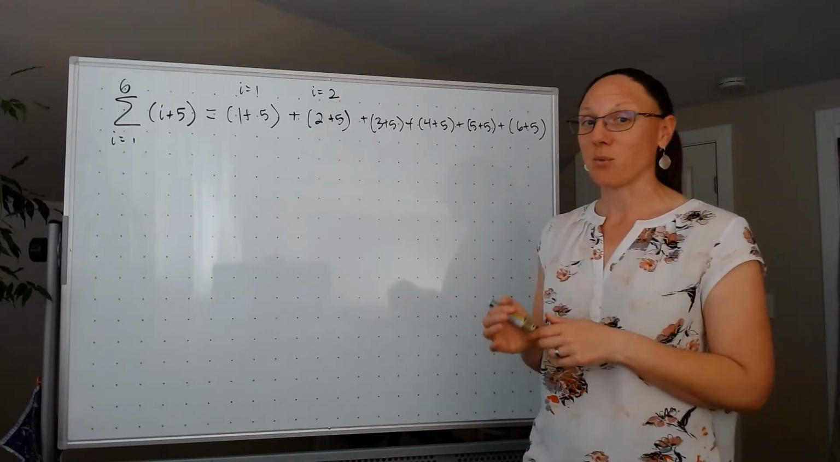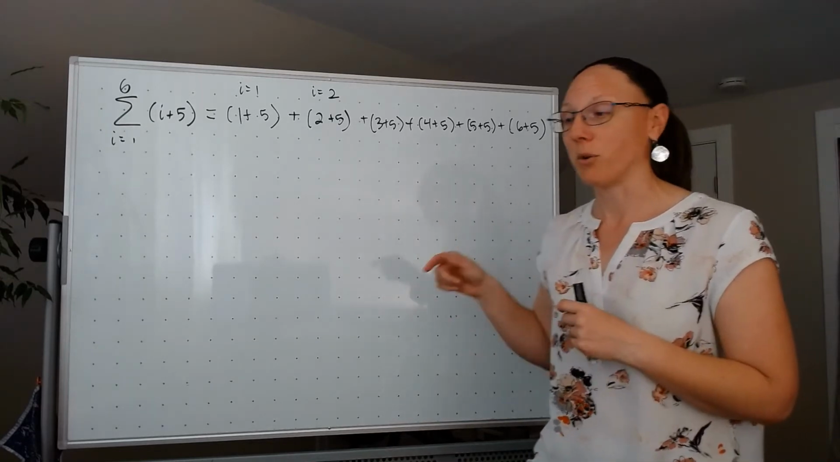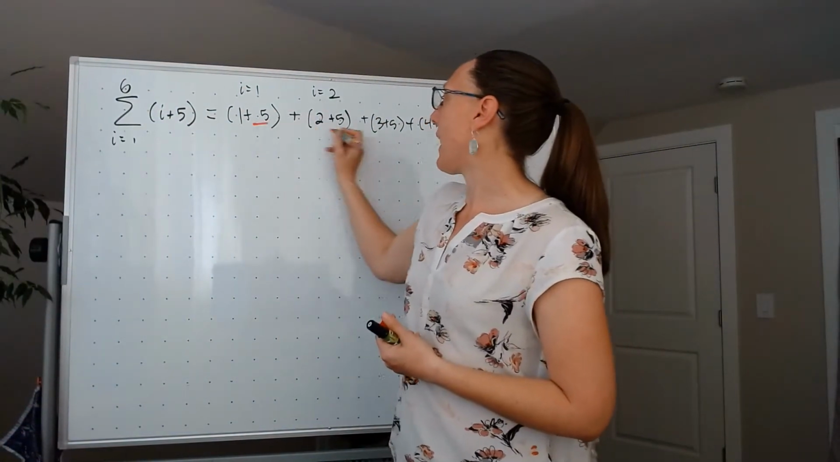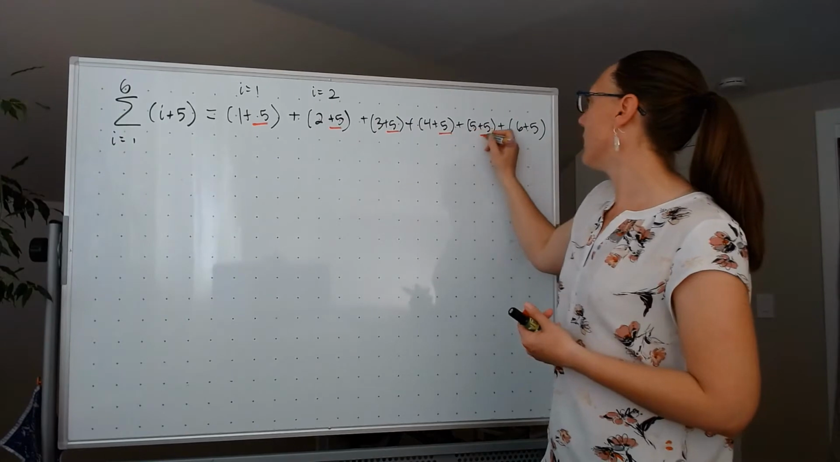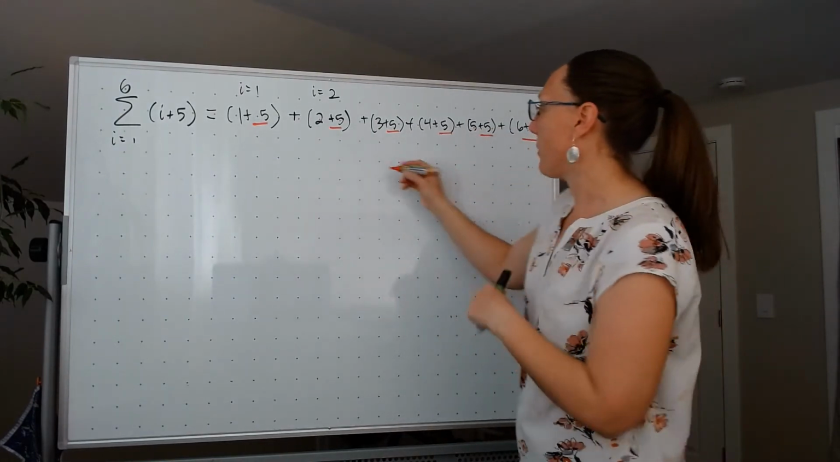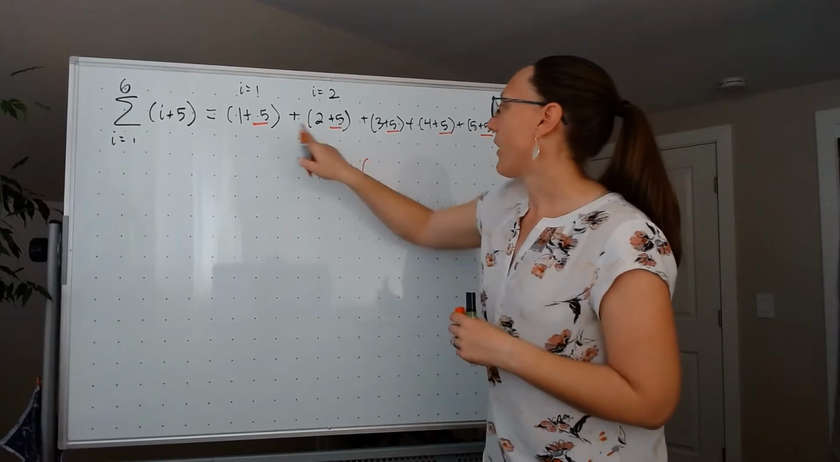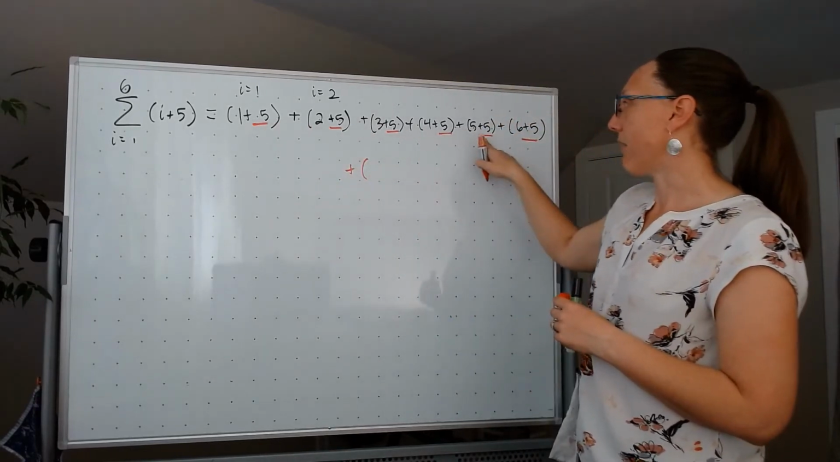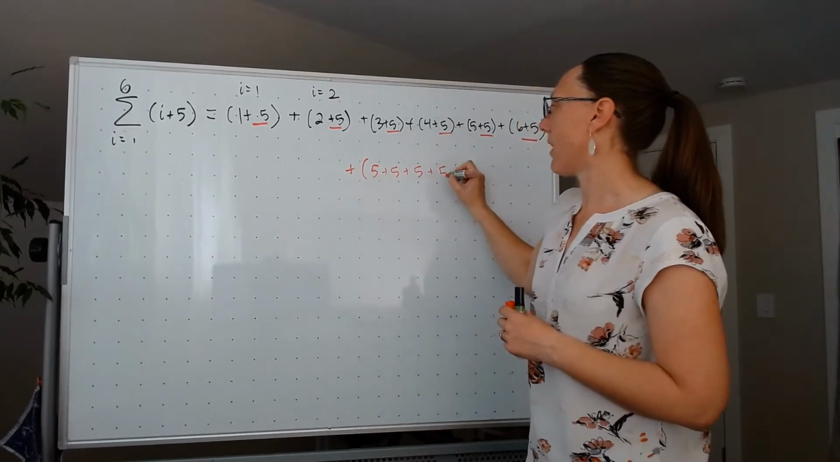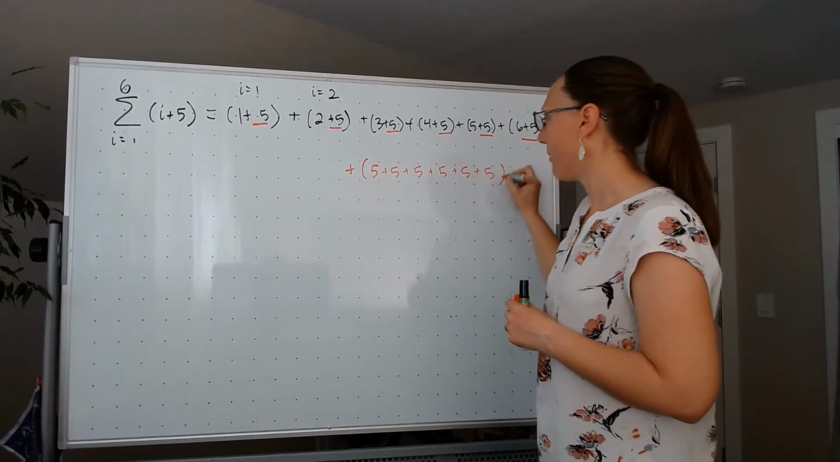So one of the first things that we're going to do is look at regrouping this. Each of these terms has a +5 on it, so I could take all of those +5s and push them together over here. So I'd have 1, 2, 3, 4, 5, 6 of those 5s: 5 plus 5 plus 5 plus 5 plus 5 plus 5.